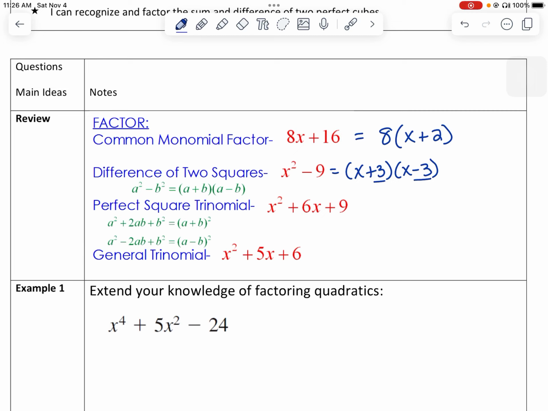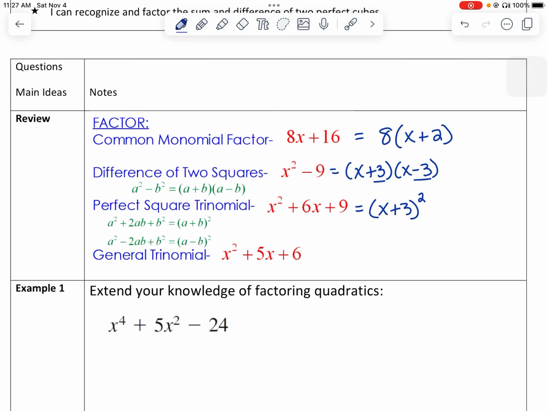And then we had the perfect square trinomials that we used when we did completing the square and solving by square root. So these ones were half of 6 is positive 3, and then squared would be 9. So this one factors to x plus 3 times x plus 3. So 3 plus 3 makes the 6, 3 times 3 makes the 9. So that's our perfect square trinomial.